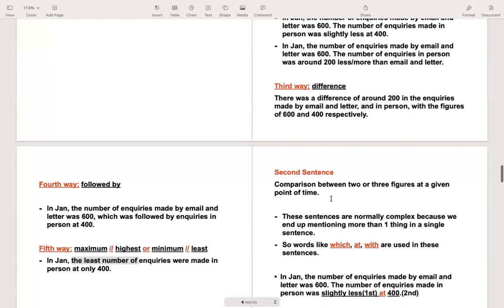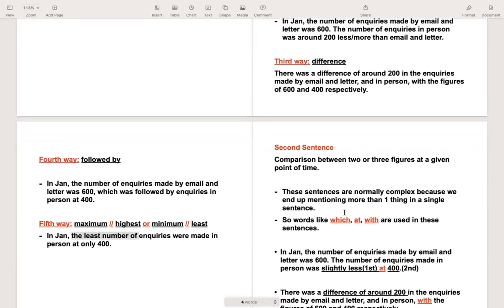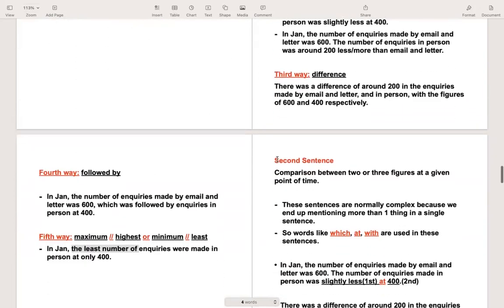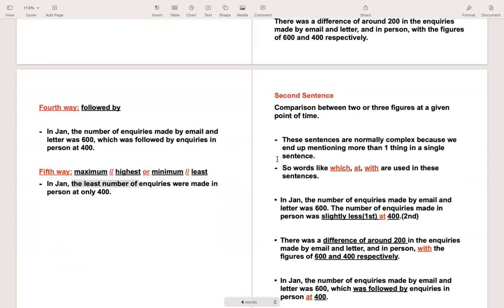Why am I using at or which or with? The reason is we are making complex sentences. When we compare with other things, we end up making complex sentences, because you end up saying more than one thing at a time. For example, look at this sentence. You are saying two things. The first thing is that the in-person inquiries were slightly less. The second thing is the number of in-person inquiries, 400. So in one sentence you say two things, and they have to be separated by something like an at or a with.